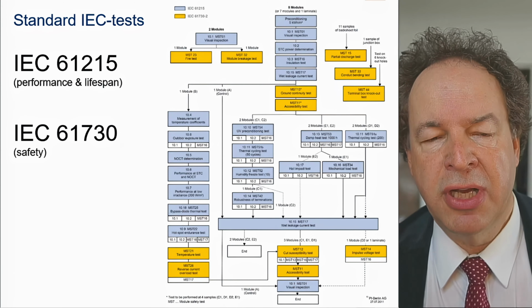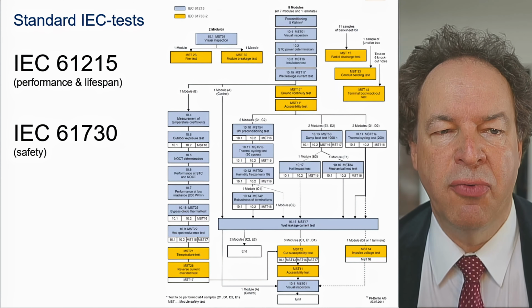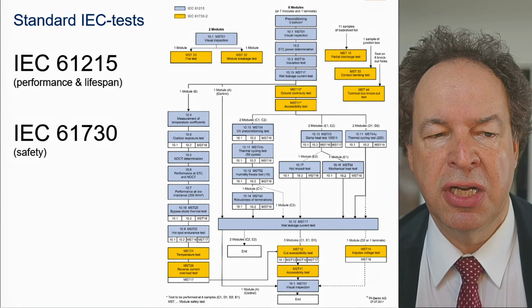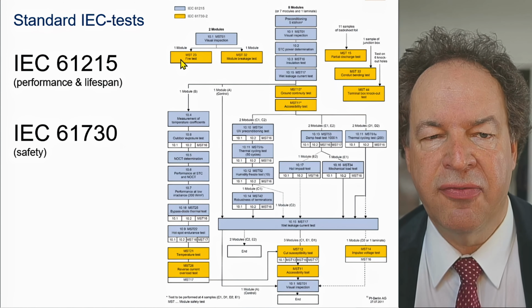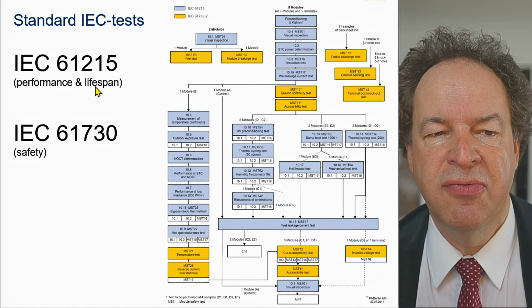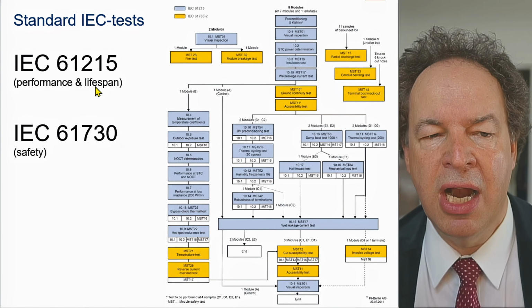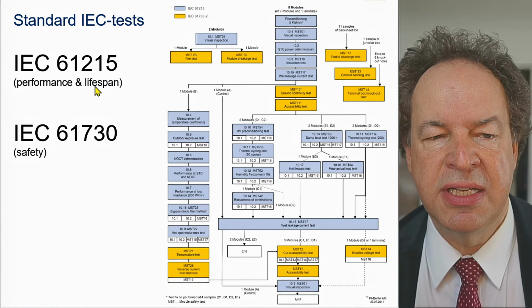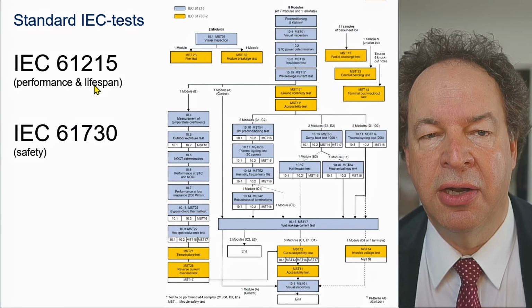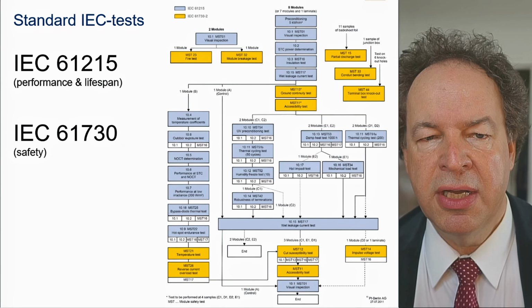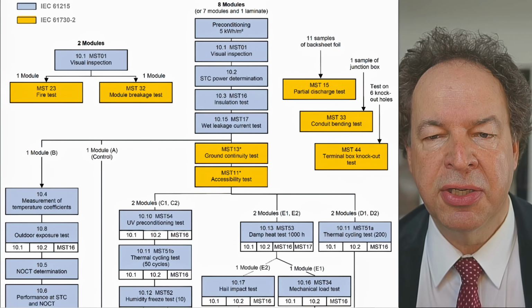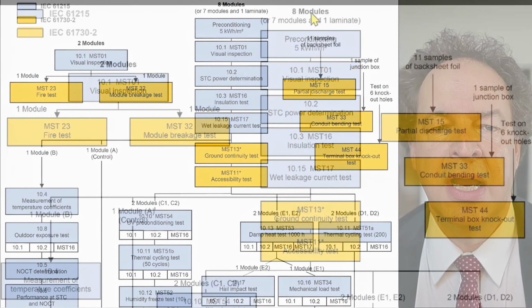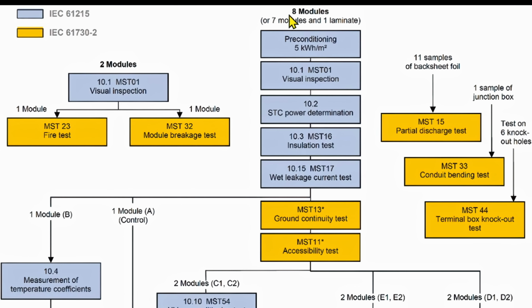Let's first take a look at the traditional IEC 61215 test. Additionally, also the IEC 61730 tests. In this graph, you see the IEC 61215 test in blue color and the 61730 test in yellow color. While it's very small here, I'll give you a zoom on that. So you have here the upper part of that test schedule. First, you have to get 8 modules or 7 modules and 1 laminate.